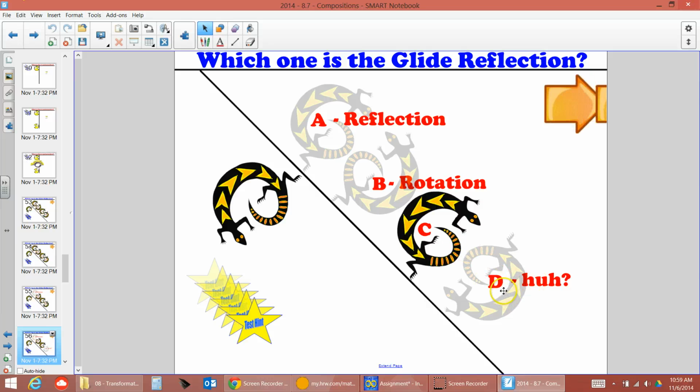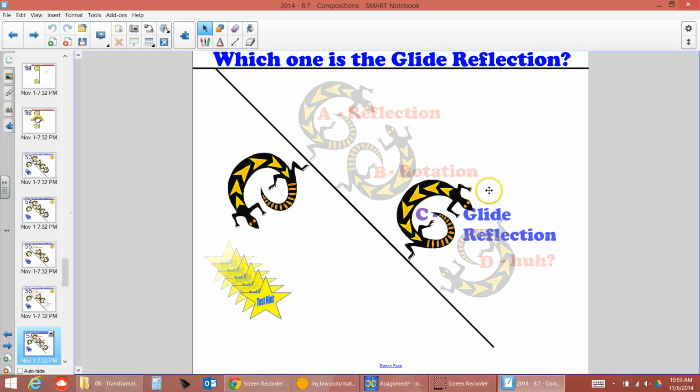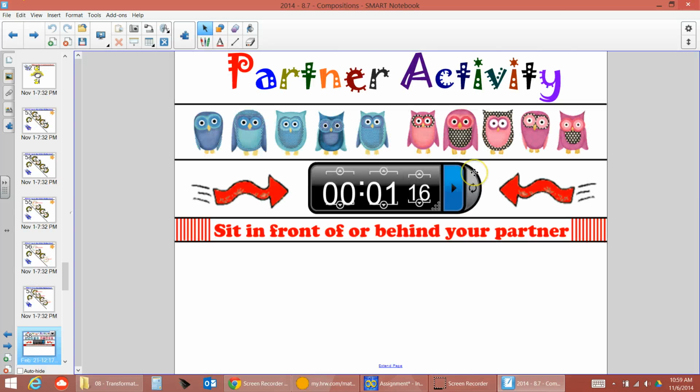The D we put, we don't even know what it is. C, we notice if we slide it down and then reflect it, we land right on top of glide reflection. So C would be our answer for this one. It's all about being able to notice which is which.